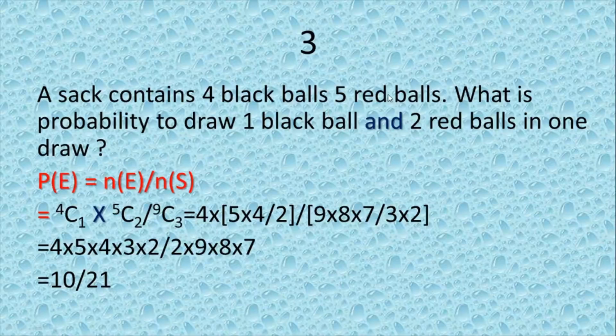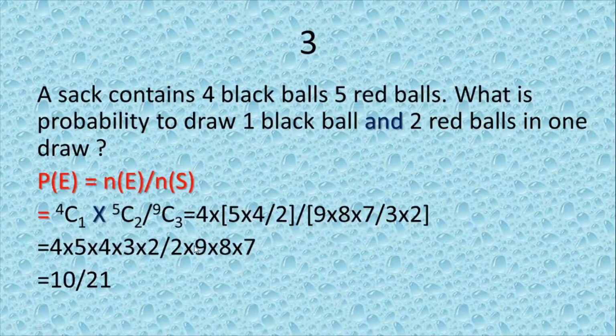4 black balls and 5 red balls is available. So 9 balls, and out of that 1 black ball and 2 red balls are drawn. So totally 3 balls are drawn. So out of 9 balls, 3 balls are drawn, 9C3. This is the total space available. So which is equal to 4C1, whose value is 4, into 5C2, which is 5 into 4 divided by 2, divided by 9C3. 9C3 is 9 into 8 into 7 divided by 3 into 2.